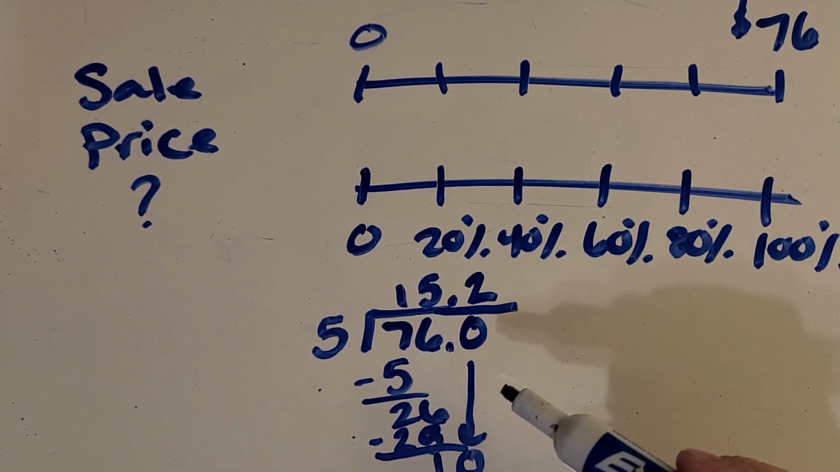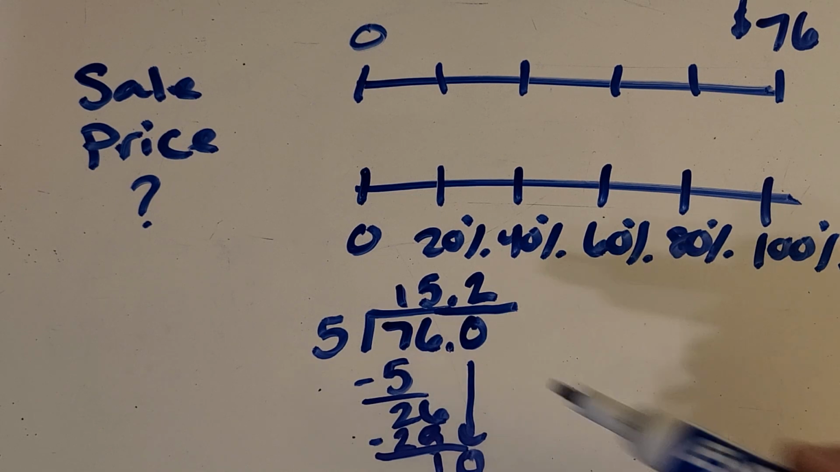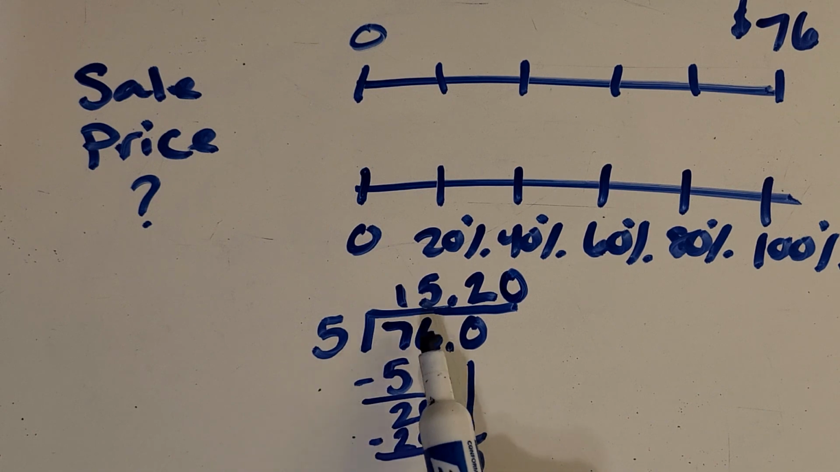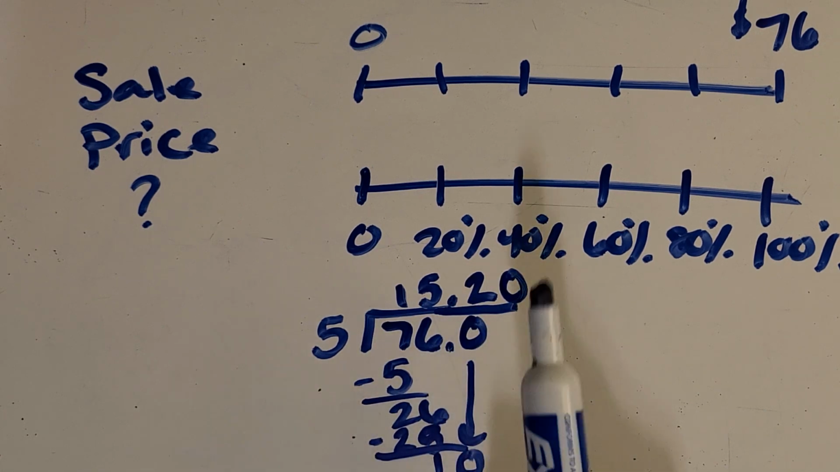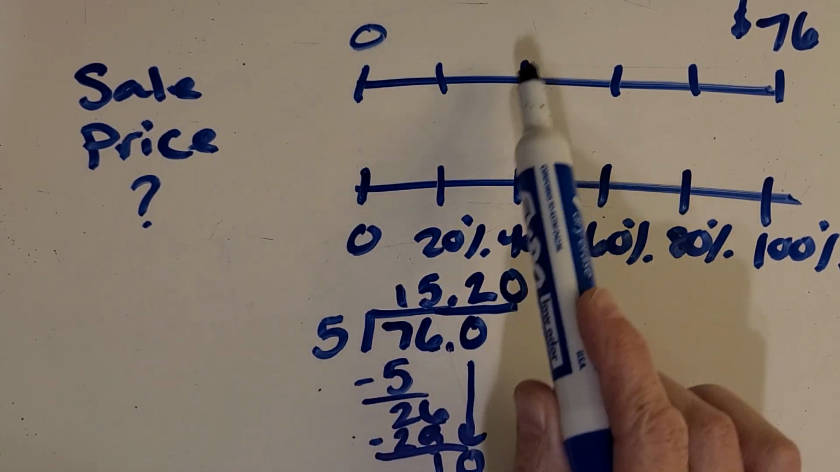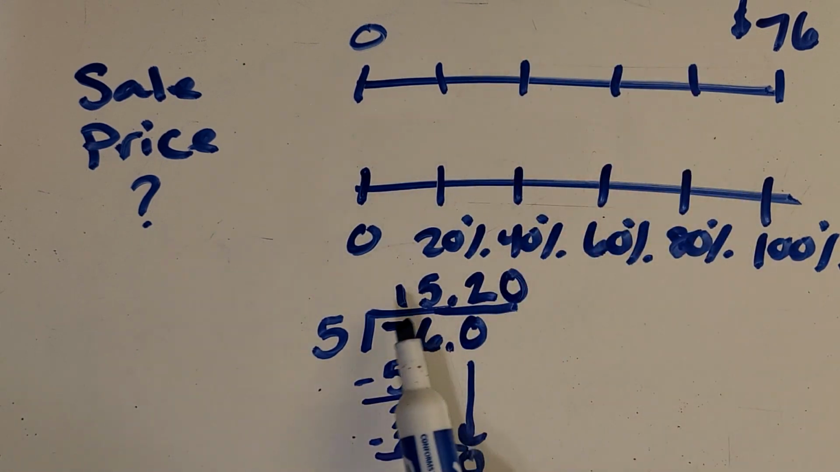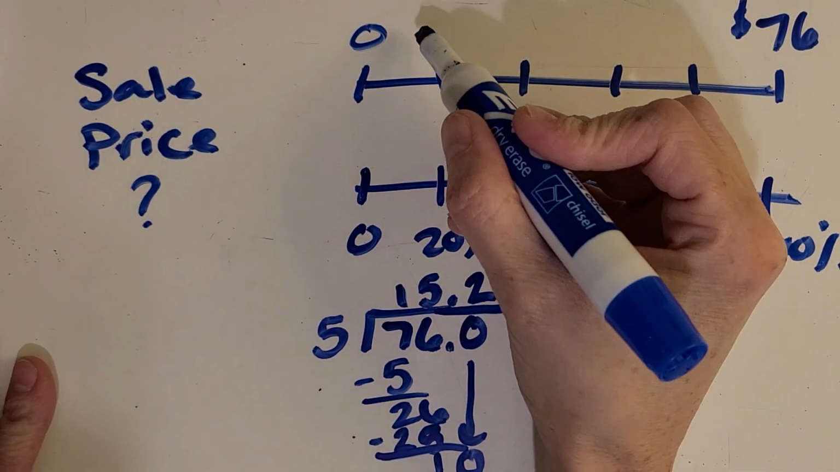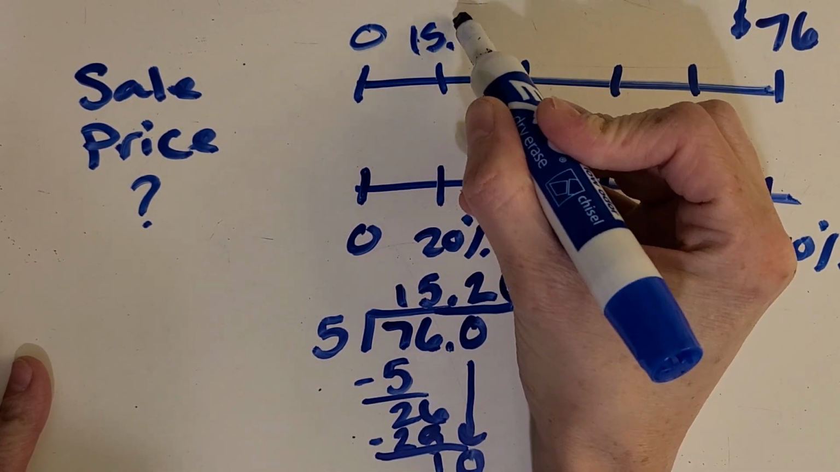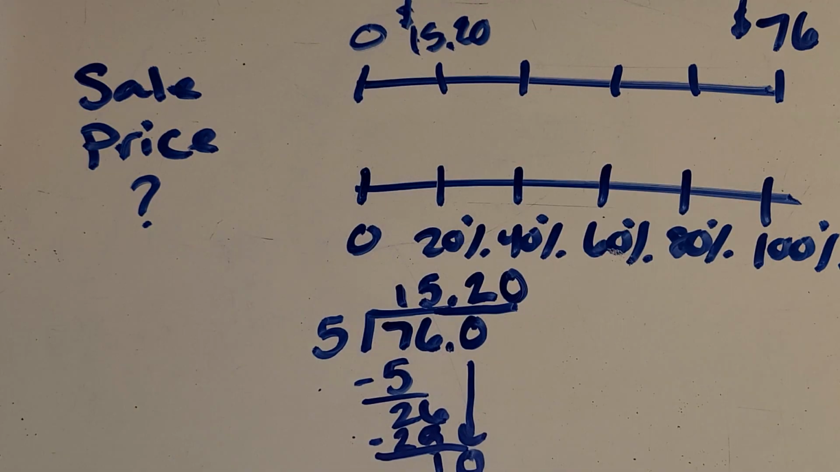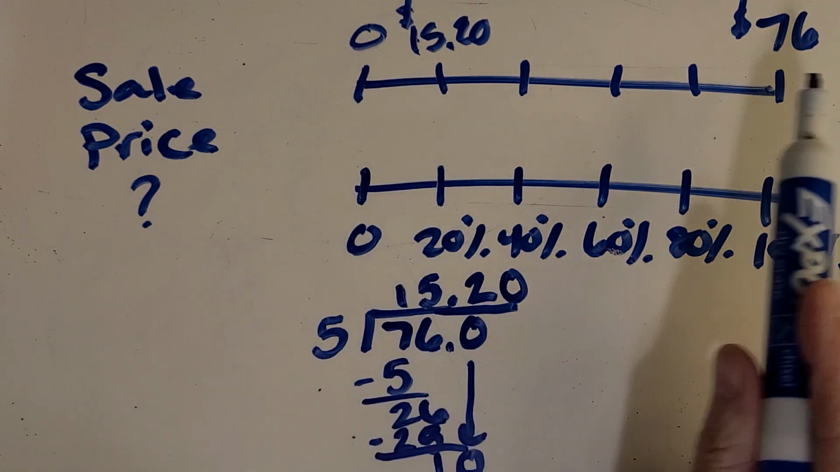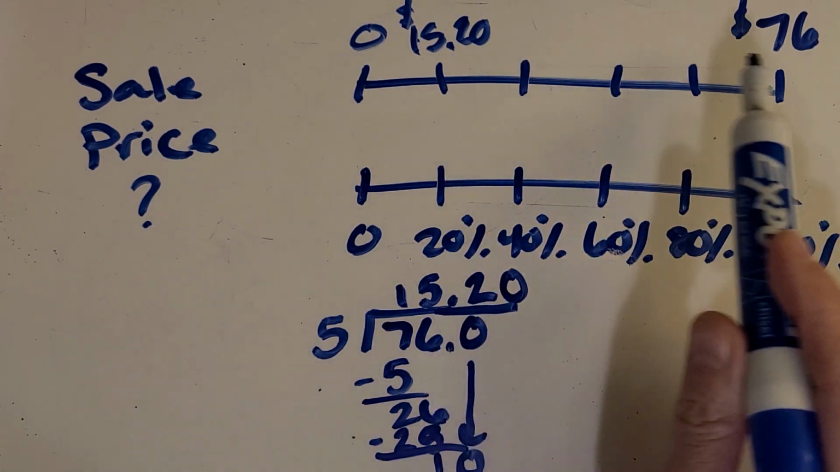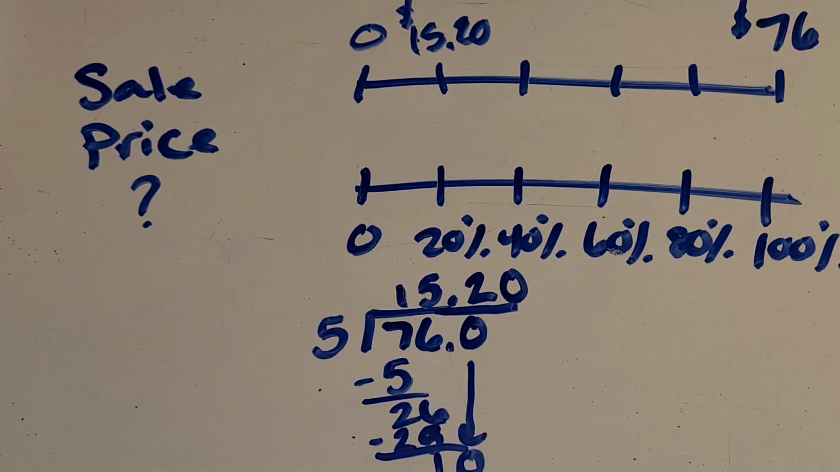Okay, so right now it doesn't really look like money, but this means $15.20 is the amount of each jump. I'm adding $15.20 each time I jump on this number line. So I'm going to go ahead and put $15.20 here. And then can you continue all the way to 76? Just keep adding that amount each time, and let's see if we get the same numbers.